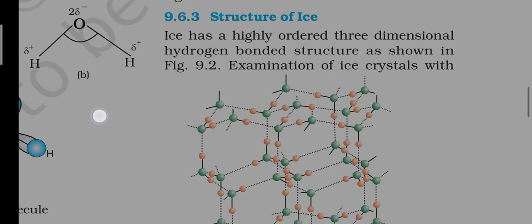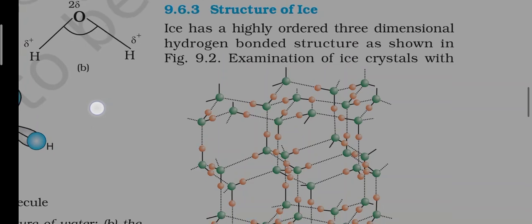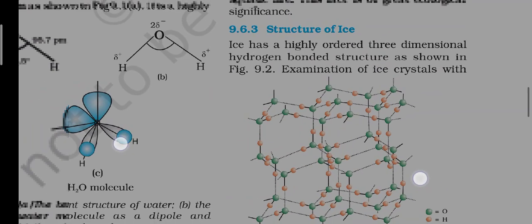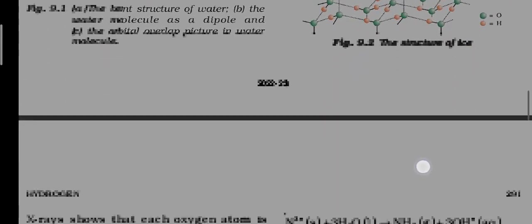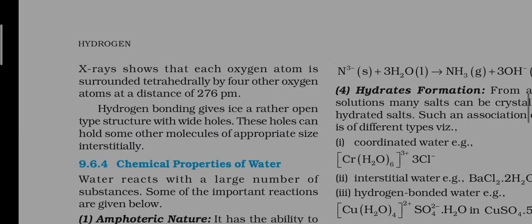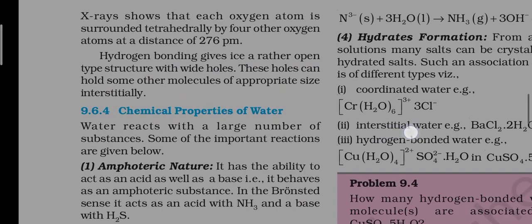Structure of ice. Ice has a highly ordered three-dimensional hydrogen bonded structure. Examination of ice crystals with X-rays shows that each oxygen atom is surrounded tetrahedrally by four other oxygen atoms at a distance of 276 picometer.